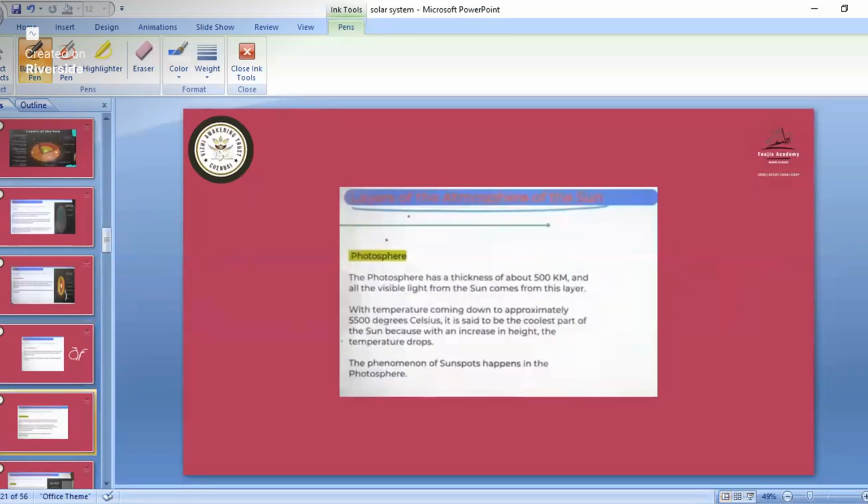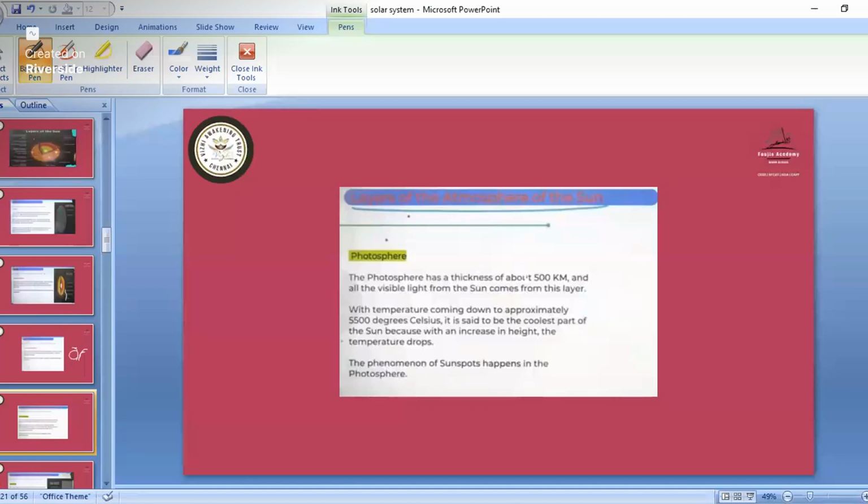Then the next zone is in the outer layer, and the first zone there is the photosphere. Remember, if the question asks for the outermost layer, the answer is the corona. Don't get confused with the photosphere, because many will think the photosphere is inside the sun, and if they don't know about the corona, they'll mark the photosphere.